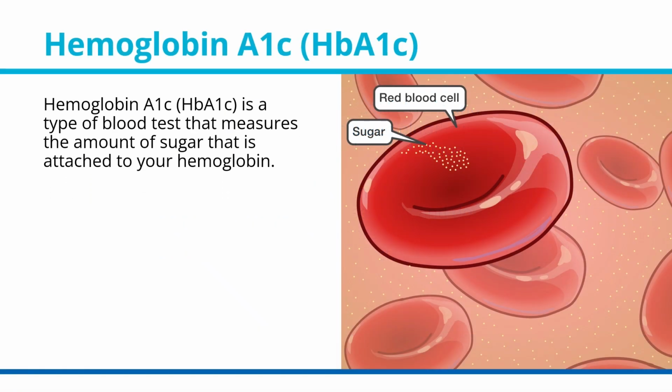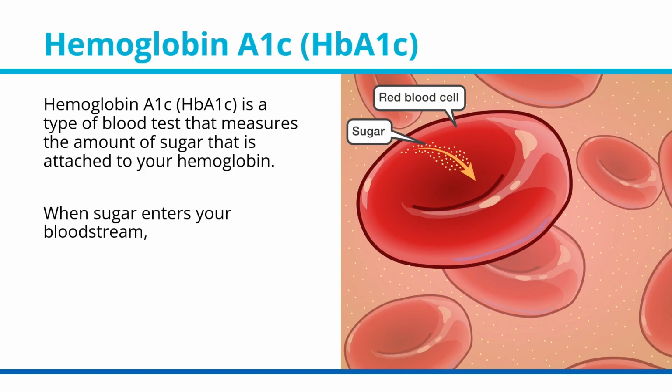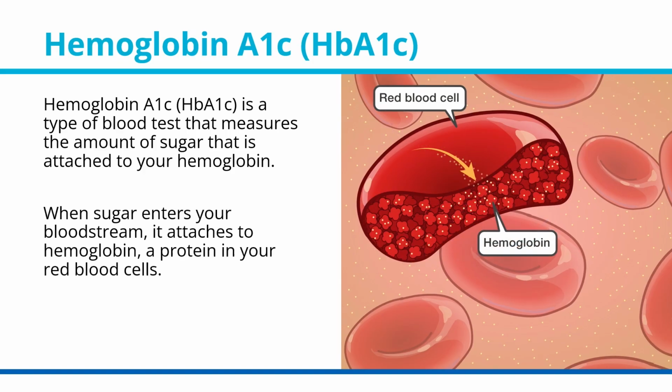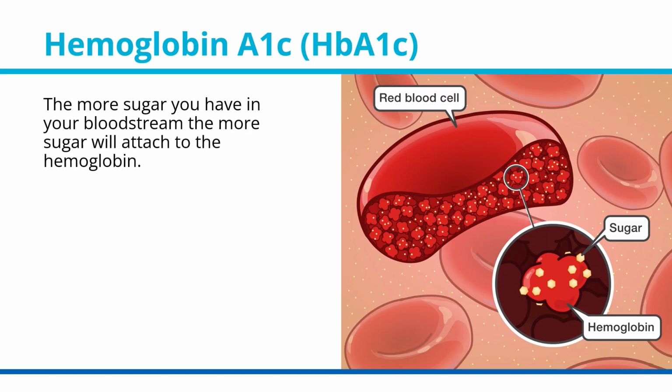Hemoglobin A1C, or HbA1c, is a type of blood test that measures the amount of sugar that is attached to your hemoglobin. When sugar enters your bloodstream, it attaches to hemoglobin, a protein in your red blood cells. The more sugar you have in your bloodstream, the more sugar will attach to the hemoglobin.